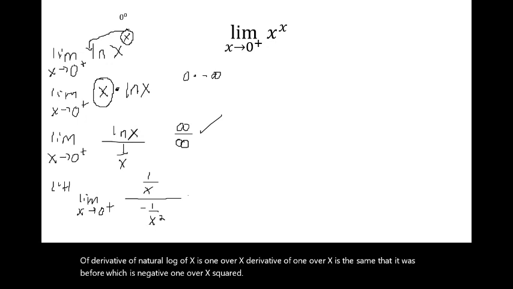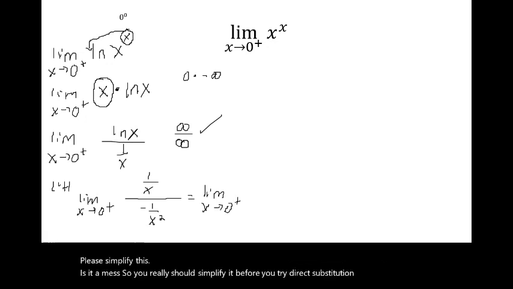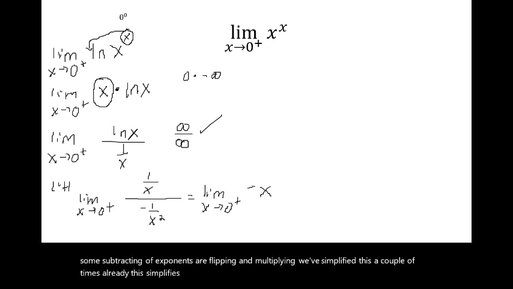Please simplify this because it's a mess, so you really should simplify it before you try direct substitution again. So doing some subtracting of exponents or flipping and multiplying, we've simplified this a couple of times already. This simplifies as negative x. Then when you direct substitute, you get 0.